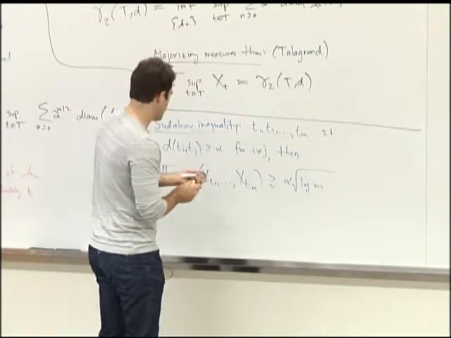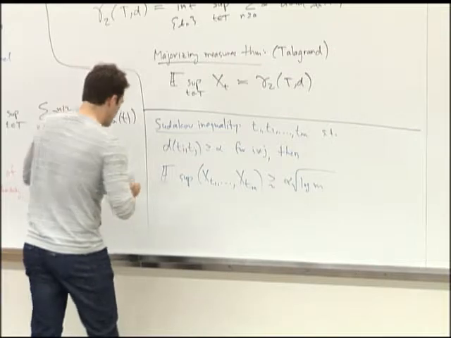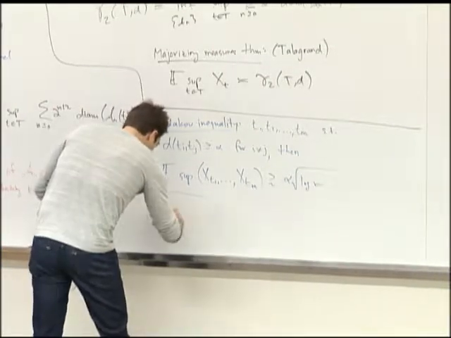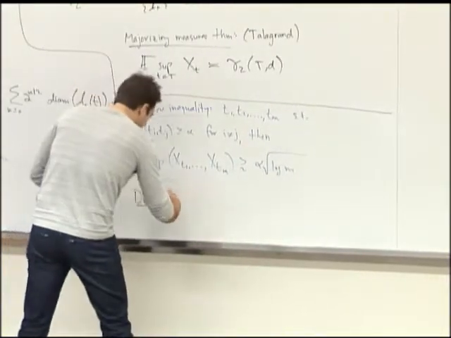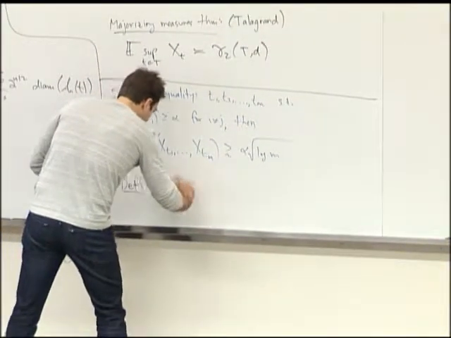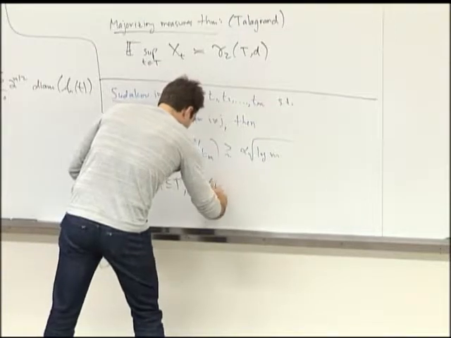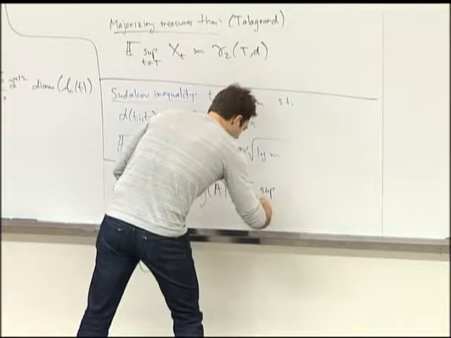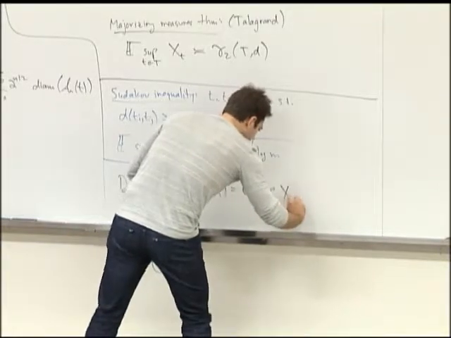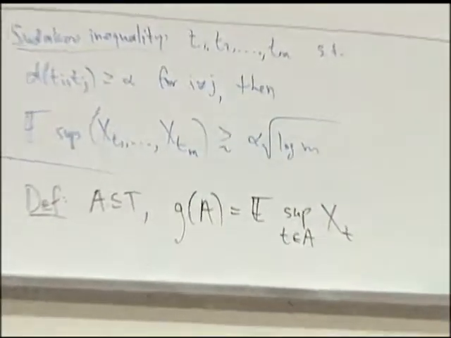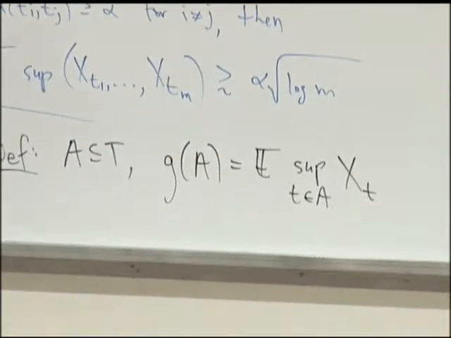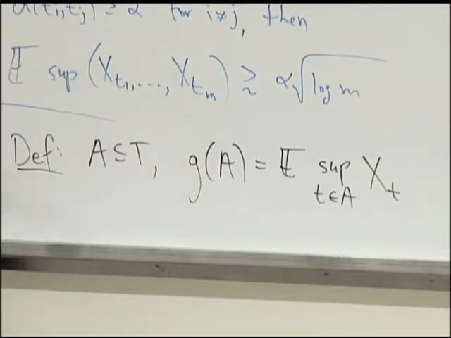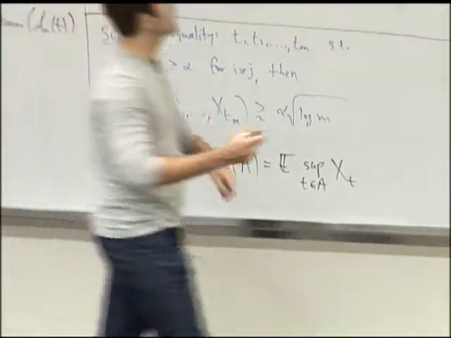I'm going to make one definition that's going to be useful. Definition: for some subset A of our process, let's define G of A to be just the expected supremum of the subprocess when we look at the variables in A. So our expected supremum is just G of T, but in general for some subset A, we can consider G of A.